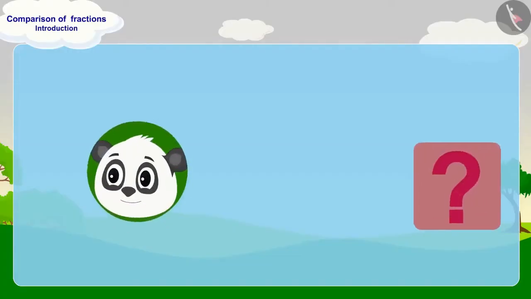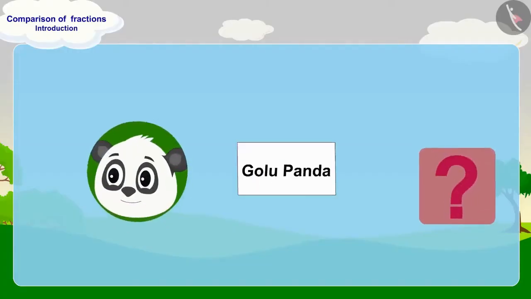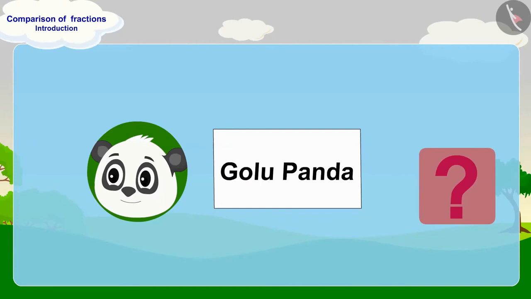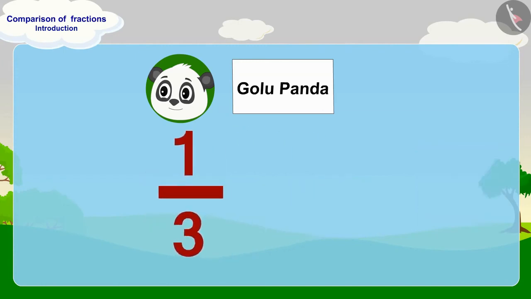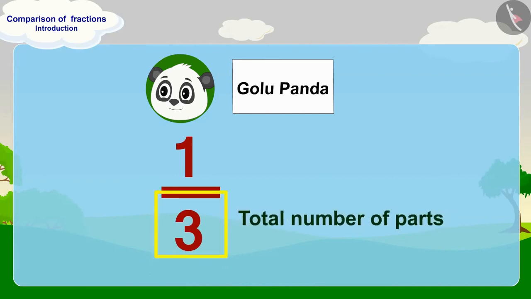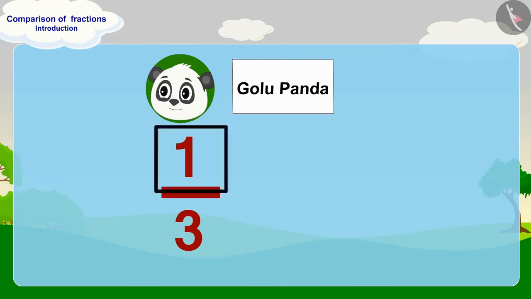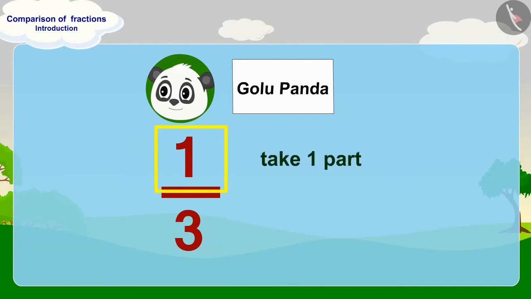Let's first find out how many pieces of paper Golu has written his name on. Golu's name is written on 1/3 part of 36. Children, can you tell how many pieces will these be? Here, 3, this number tells us how many equal parts to divide our whole into. And 1, this number indicates that out of 3 parts, we have to take 1 part.